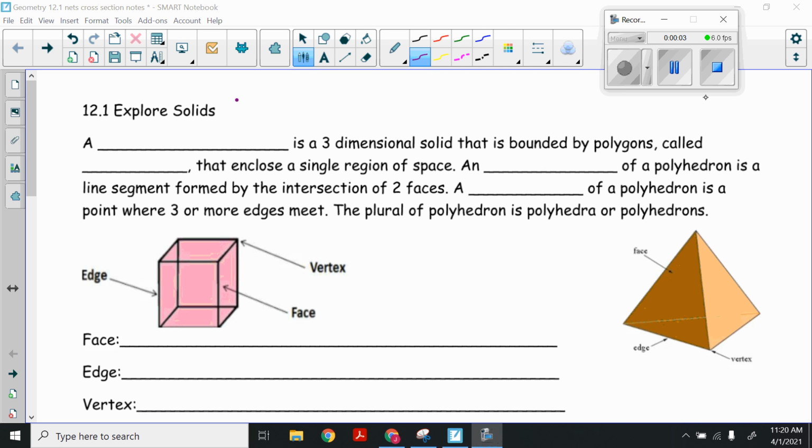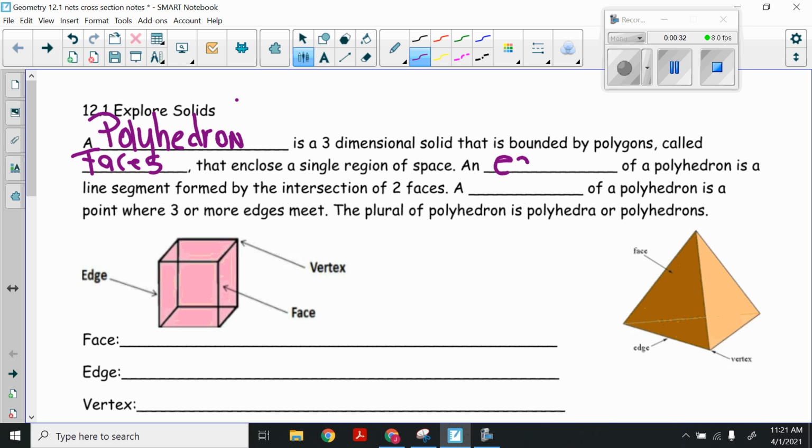In geometry, we are going to look at exploring solids, cross sections, and nets. Let's start out with some vocabulary. So first, a polyhedron. So this is a polyhedron. A polyhedron is a three-dimensional solid that is bounded by polygons called faces that enclose a single region of space.